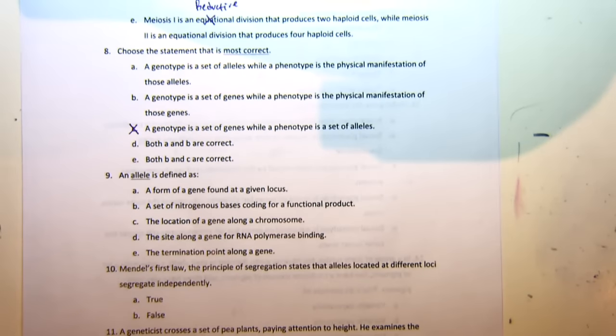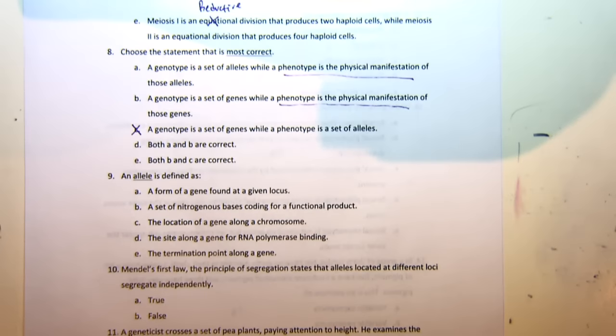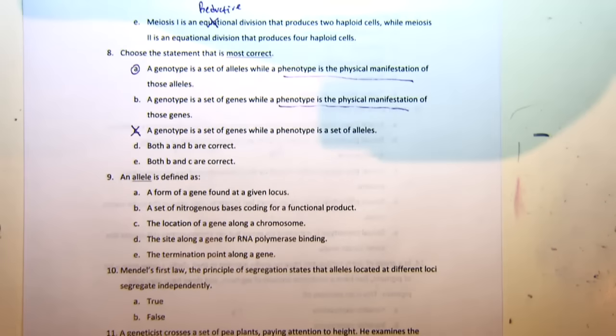The other two were good in that phenotype is a physical manifestation, but one of these is a little bit better than the other, and that's going to be A. The genotype is going to be alleles and not just genes. So when you look at your specific genotype, you're going to be looking to see if you're homozygous or if you're heterozygous for a particular gene. So that's why the word allele here is a lot better than gene. When you look at your genotype, you want to see what particular alleles of that gene you have.